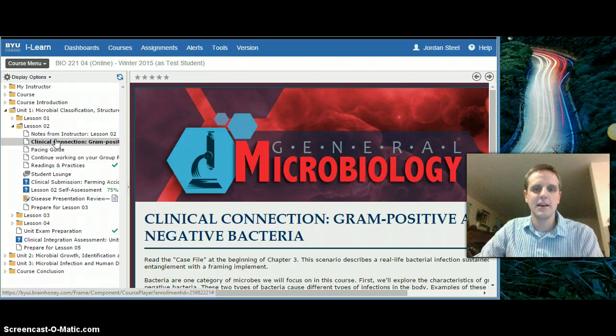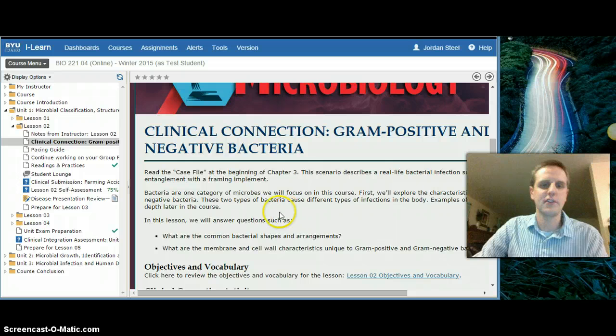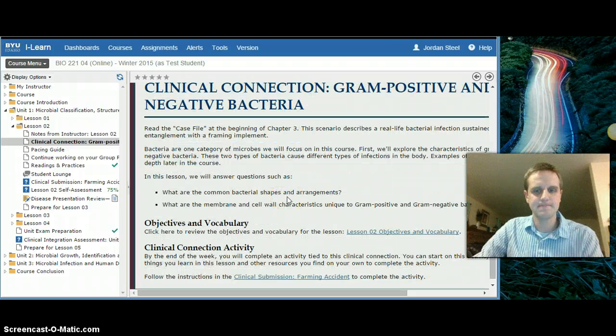So it's kind of bread and butter material for microbiology. This will come up again and again. For quizzes this week, for the exam, for the final exam, you have to know the difference between gram-positive and gram-negative. So begin with looking at the clinical connection and looking at something that happened with a farming accident. You can start that anytime, reading the case file that's at the beginning of Chapter 3, then answering some questions about it.